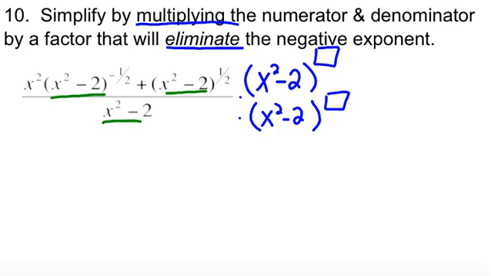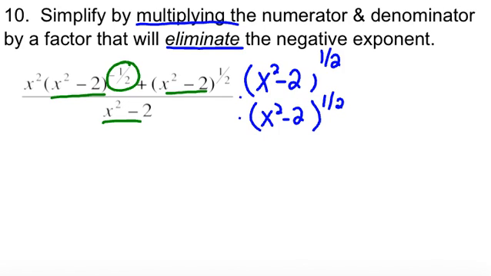Okay? Now, right here, take a look at this guy. We want to get rid of that negative exponent. Well, when you multiply things, you add exponents. So we're thinking, what exponent can I add to negative 1/2 that would make it go away? And the answer is 1/2. So if I multiply by this to the 1/2, when I go to add those exponents, negative 1/2 and 1/2 will be eliminated. So that's how I chose 1/2. So I'm going to multiply top and bottom by x squared minus 2 to the 1/2 power.